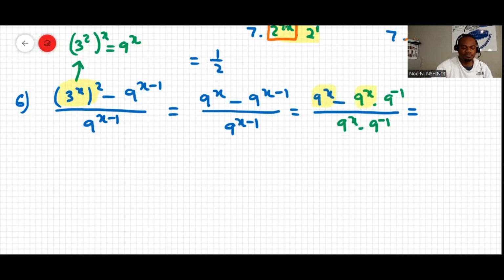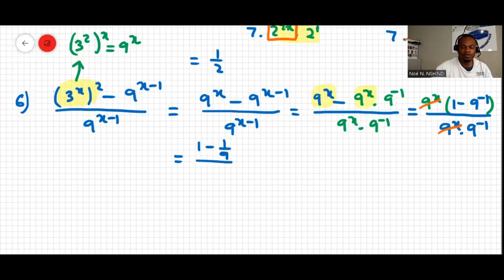this will be 9 to the x as a common factor. It's going to be over 9 to the x times 9 to the negative 1. There in the brackets will be 1 minus 9 to the negative 1. And then we can simplify 9 to the x, 9 to the x. And then this will be 1 minus 1 over 9 over 1 over 9.